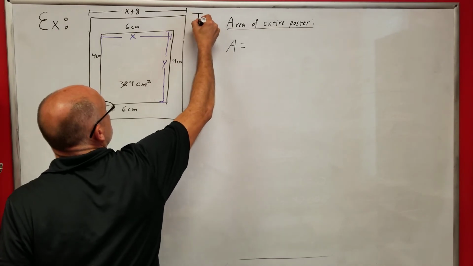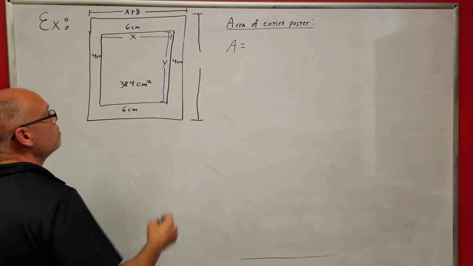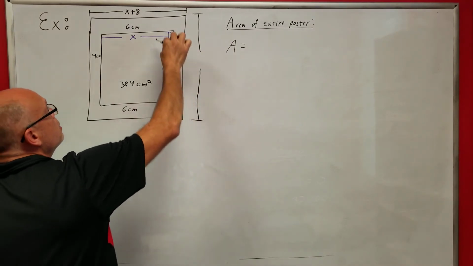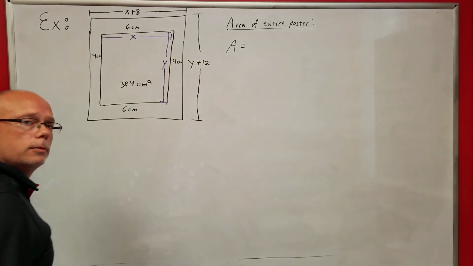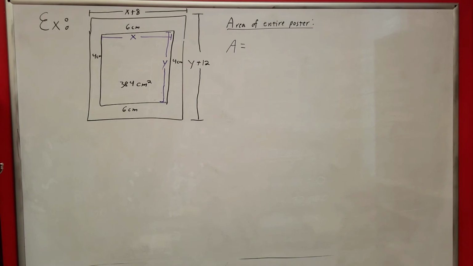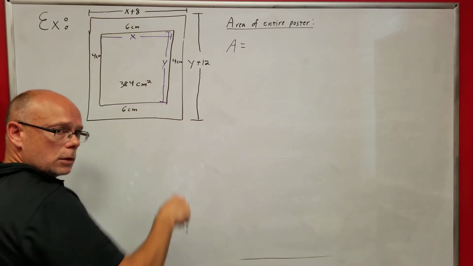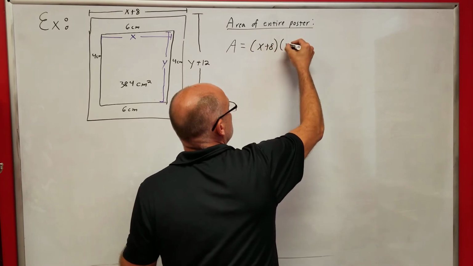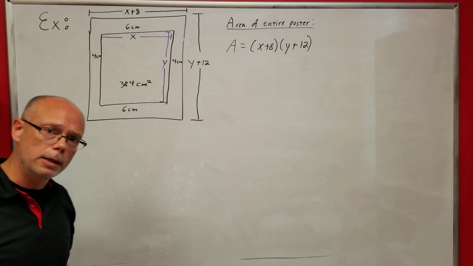What would this length be right here, from here to here? That would be all of Y right here, plus 6, or Y plus 12. So the area of my entire poster will be X plus 8 times Y plus 12. X plus 8 times Y plus 12. Make sure that makes sense to you. Don't just write down what I'm writing.